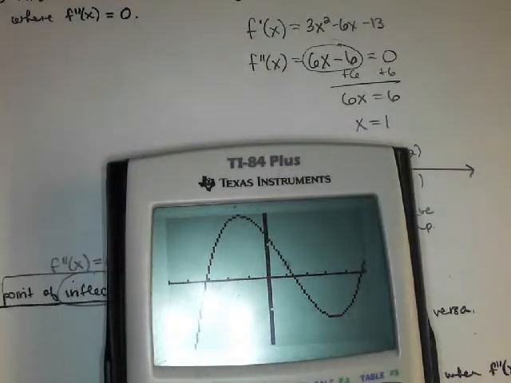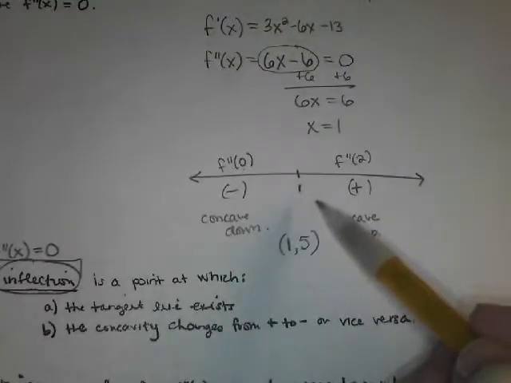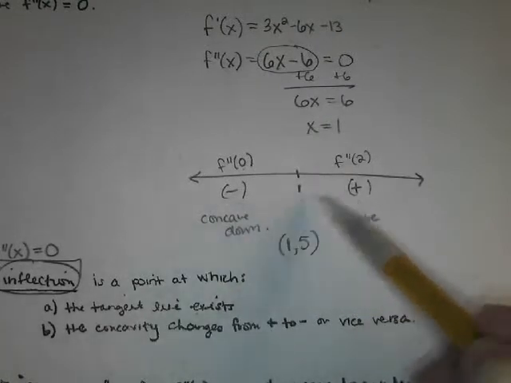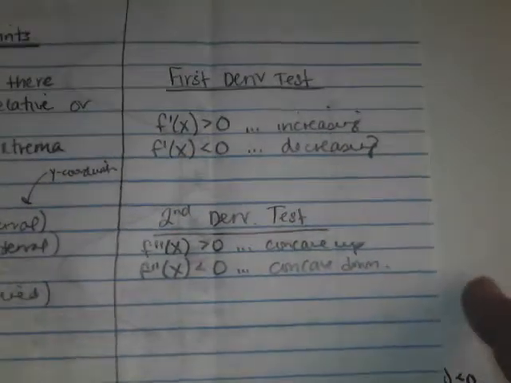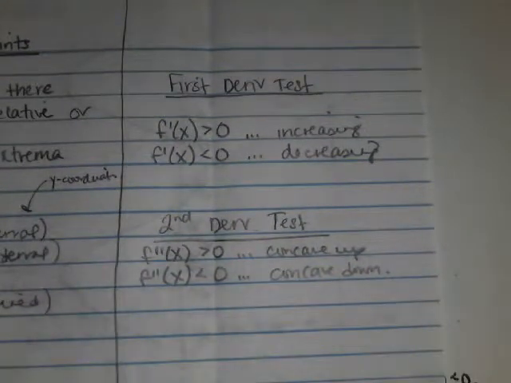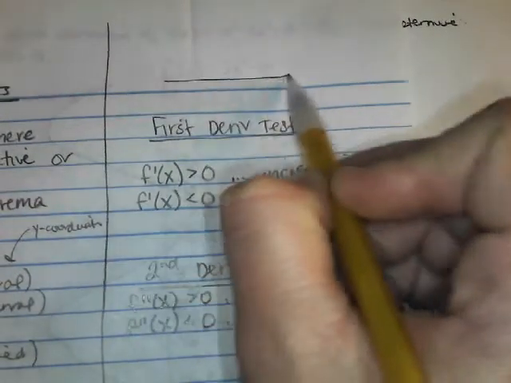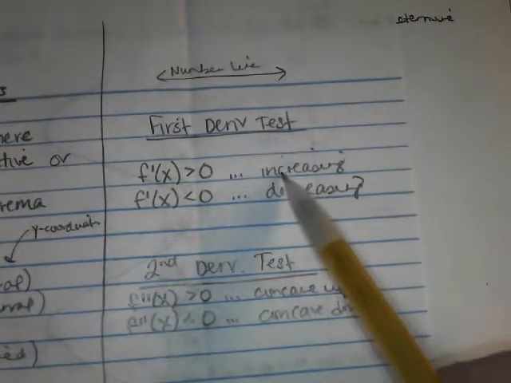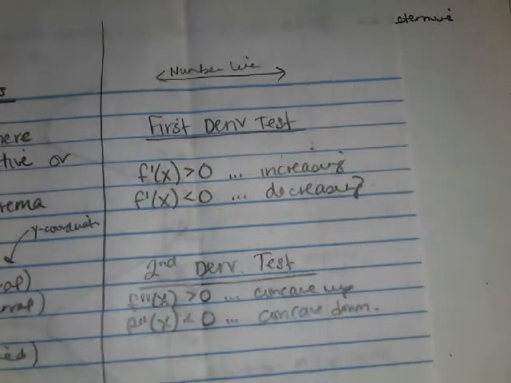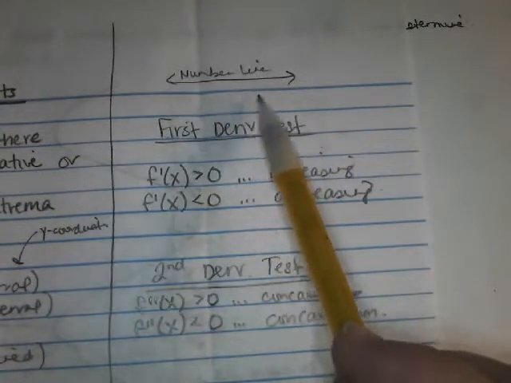Okay? So, in light of that, and in what we did the other day, I could see where this number line business, when to do a number line, when to not, can get confusing. So, I added this idea to my little cheat sheet here. The first derivative test, when you do your number line: your crucial points on your number line are where the first derivative equals 0 or is undefined.